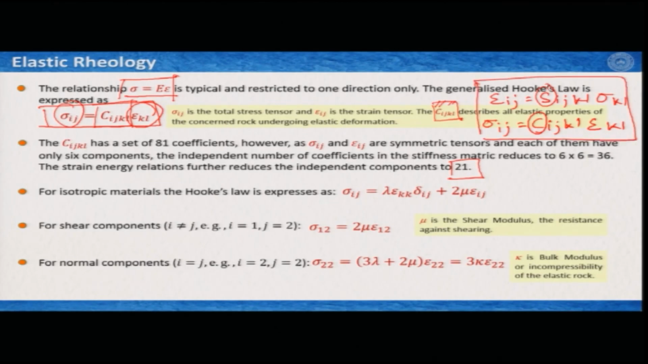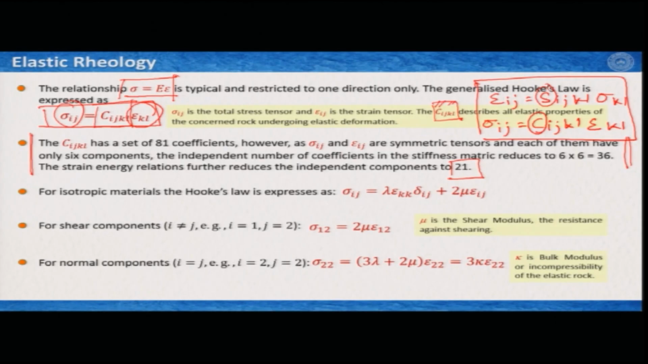Now, these expressions, how there were 81 coefficients and then out of that we get 36, and then using strain energy we can get 21 independent coefficients, you may not have to go into the detailed derivations of this. But at this stage it is important that you know that from 81 you can reduce the independent coefficients to 21. Now, let us treat this equation in a different way.